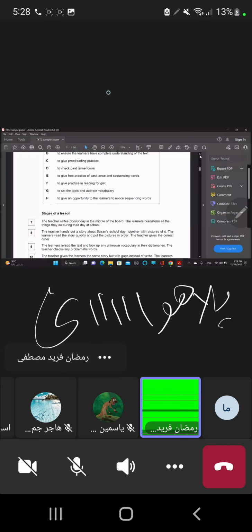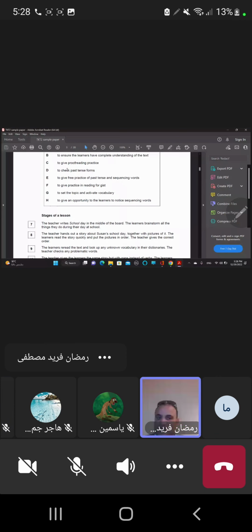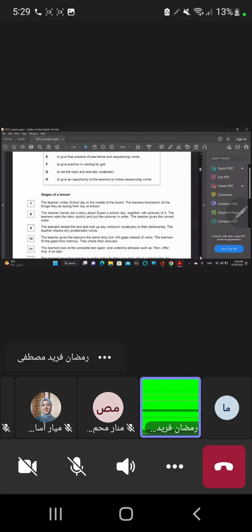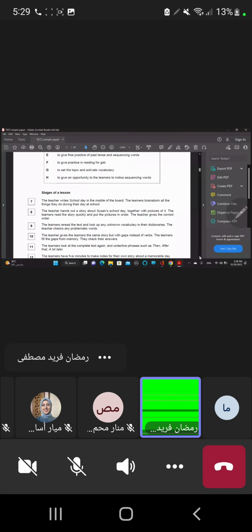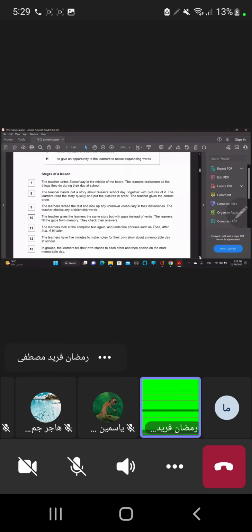Yes, exactly. Correct. And why not C? To give proofreading practice. What do you mean by proofreading? It means checking the language. Proofreading means there is a mistake and then I correct your mistakes. For example, I give you a text in which there are some mistakes. But are there any mistakes here? The story doesn't have any mistakes. So there is no point in doing proofreading.